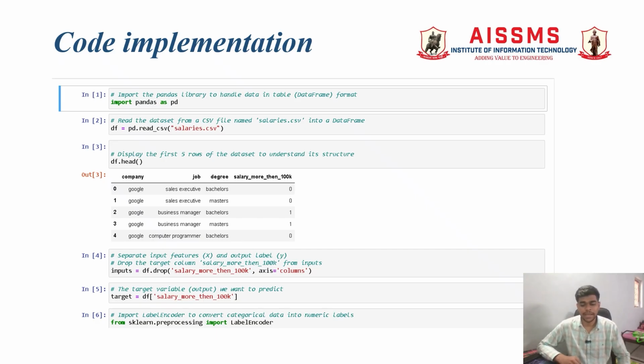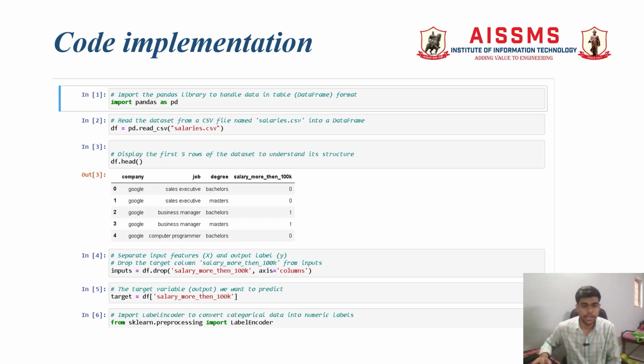Salary more than 100K is the target and output column. It means 1 is equal to the salary is more than 100K and 0 is equal to the salary is less than or equal to 100K. So this is our input and target variable. In this line, df.head displays the first 5 rows of the data set to understand its structure, meaning Google company name, job description, salary, etc.